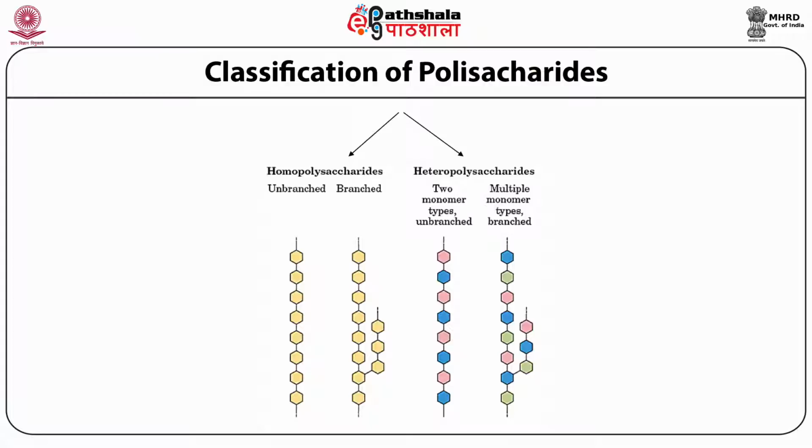Polysaccharides are divided into homopolysaccharides and heteropolysaccharides, which we already discussed in detail. Homopolysaccharides are further classified as unbranched or branched, whereas heteropolysaccharides are two monomer types unbranched and multiple monomer types branched. That means if you hydrolyze and get a single monomer unit, it is a homopolysaccharide. If you hydrolyze and get different types of monomers, it is a heteropolysaccharide.